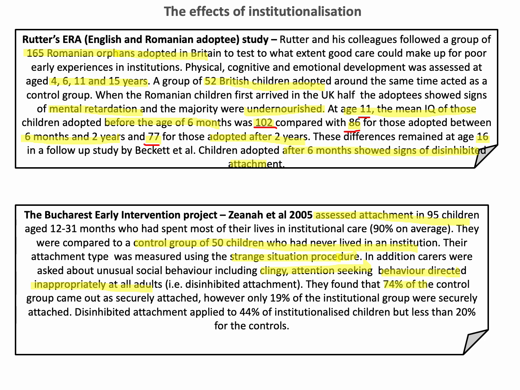So 74% of the control group was securely attached. That's a very high number compared to 19% of the Romanian orphans. And then disinhibited attachment applied to 44% of those orphans, but less than 20% for the controls. So there is evidence that disinhibited attachment is more common in children that are raised in an institution.